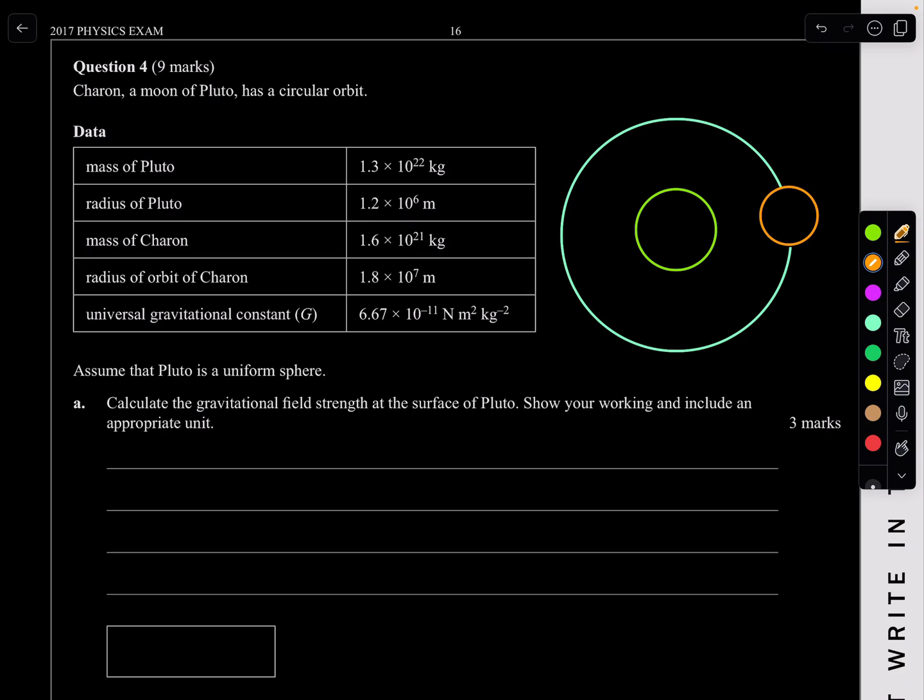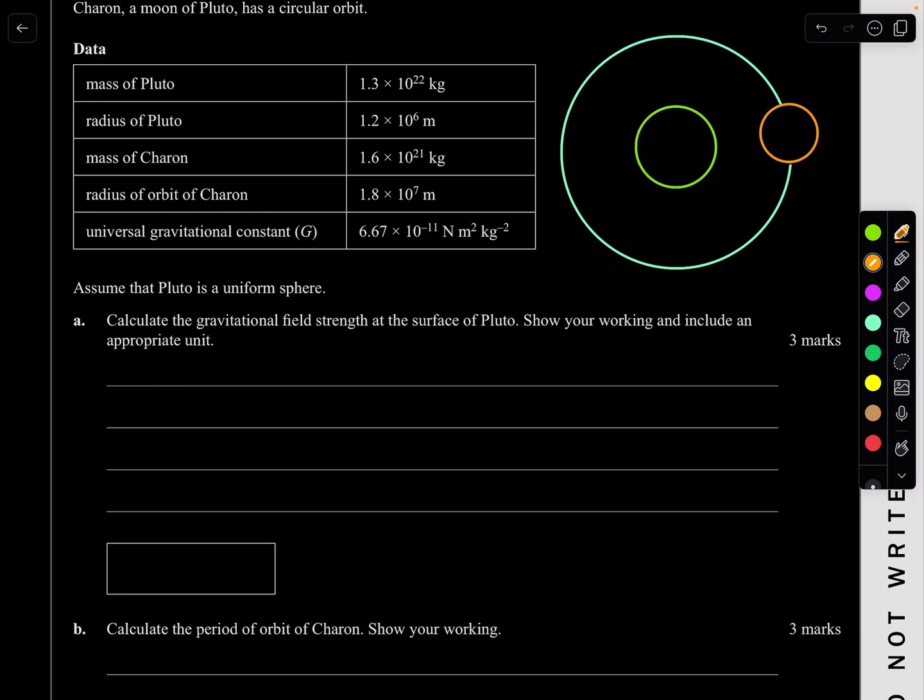So that is Charon, and the radius of orbit, we're given the universal gravitational constant, we're also given the radius of Pluto and the mass of Pluto. Beautiful. Let's see this. Assume that Pluto is a uniform sphere. Calculate the gravitational field strength at the surface of Pluto, showing your working. So show your working out and include the appropriate units.